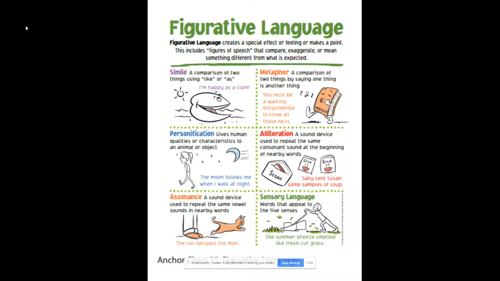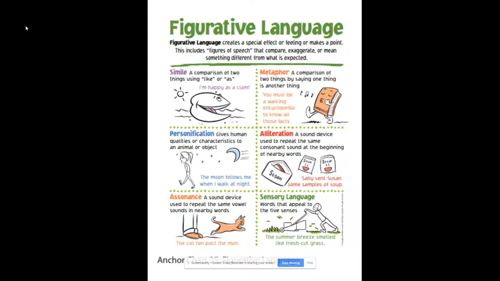Another type of figurative language is alliteration. This is when we use the same consonant sound at the beginning of words. Sally sent Susan some samples of soup. That would really make a point and really is a special effect an author might use.